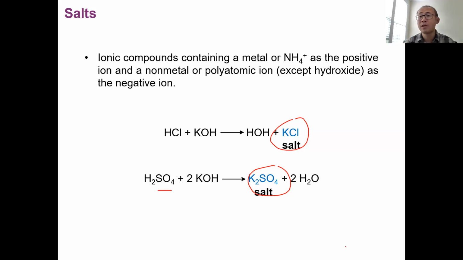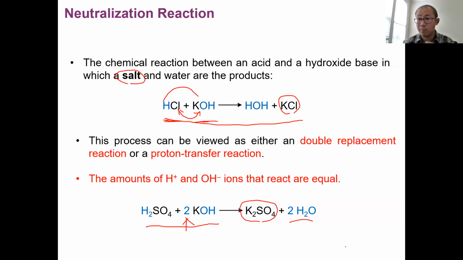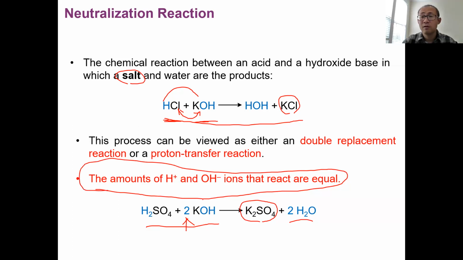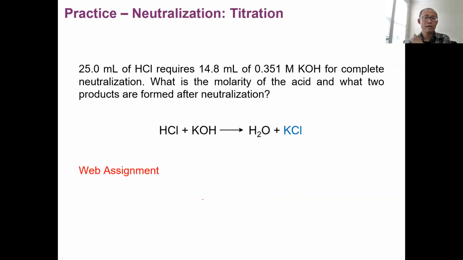Again, we'll talk more about salts in the later part of this chapter, but keep in mind, salts are ionic compounds. They contain positive ions and negative ions, and these ions are actually from an acid and a base. But again, make sure you are able to write a neutralization reaction between acid and base, considering the equal amount of proton and hydroxide. If not, you need to balance the equation and write the correct formula.